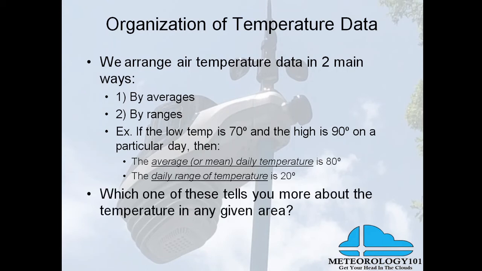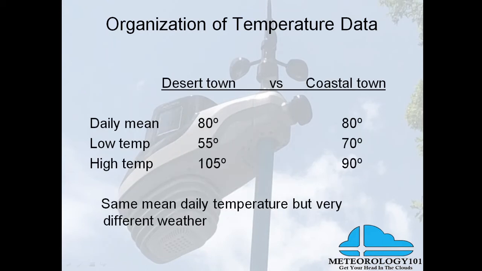So which one of these tells you more about the temperature of any given area? The daily mean temp. So in a desert town, 80 degrees. A coastal town, 80 degrees. In a desert town you have a low of 55. But in a coastal town, a low of 70. High temperature in a desert town, 105. In a coastal town, 90. So same mean daily temperature, but very different weather.